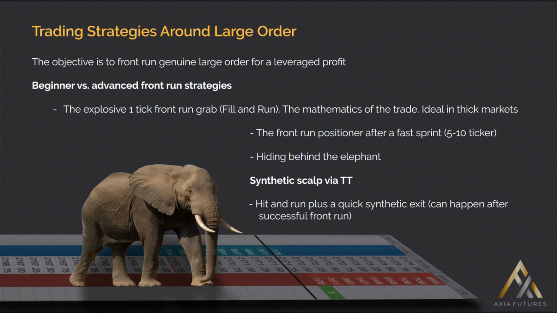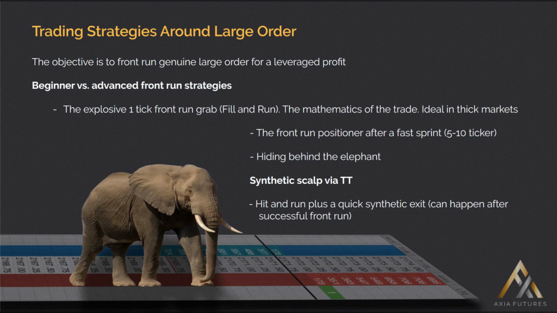So for example, if you're looking to hit the large order and the large order disappears, and the market blips down, as soon as you hit that large order, as soon as you get filled, you have an automatic exit. So the moment you get filled, you put an automatic exit for that quick fill, because the market can react very, very quickly. And we'll talk about the hit and run plus a quick synthetic exit.